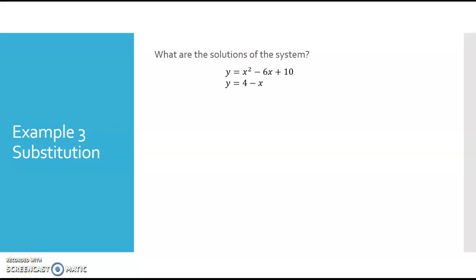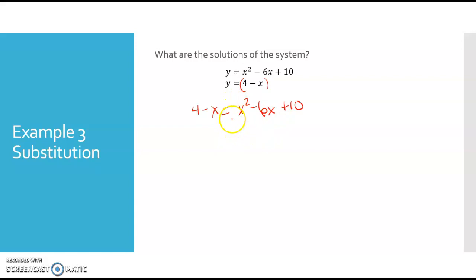Alright, so our last method, solving using substitution. What are the solutions of the system? When we're doing substitution, we're just replacing, right? Because both of these are equal to y, I'm just going to set them equal to each other. In other words, the other way to think about it is I am replacing y with 4 minus x. So I'm going to do 4 minus x equals x squared minus 6x plus 10.